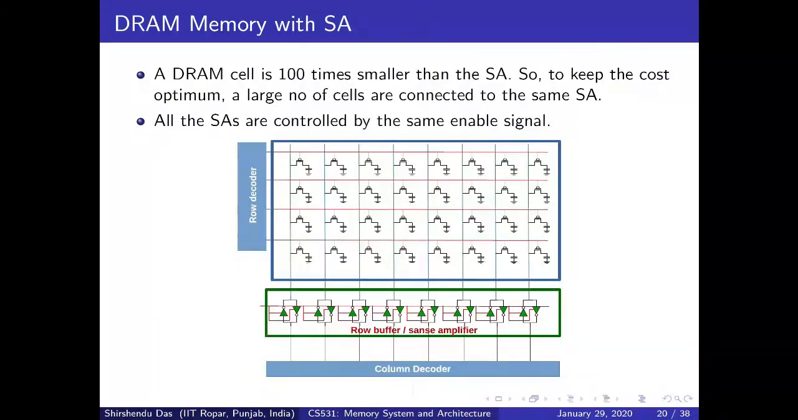So in the last slide, I said that reading and writing to a DRAM cell needs a sense amplifier. That means each DRAM cell must be connected with a sense amplifier to perform read and write operations.